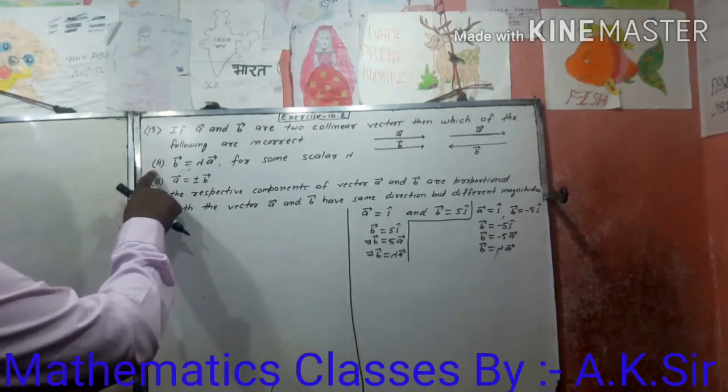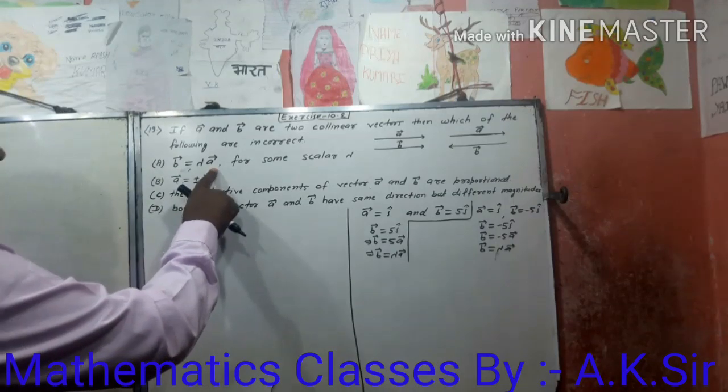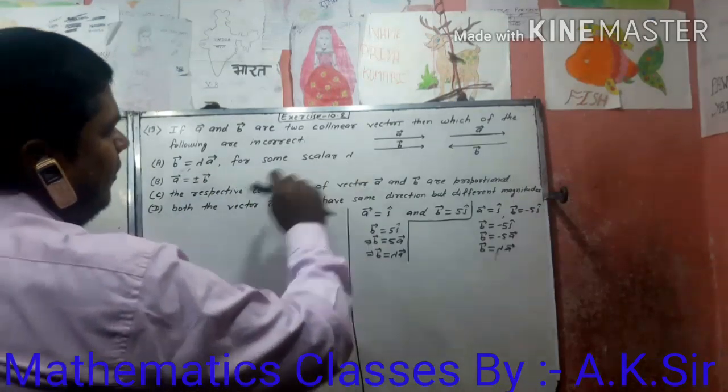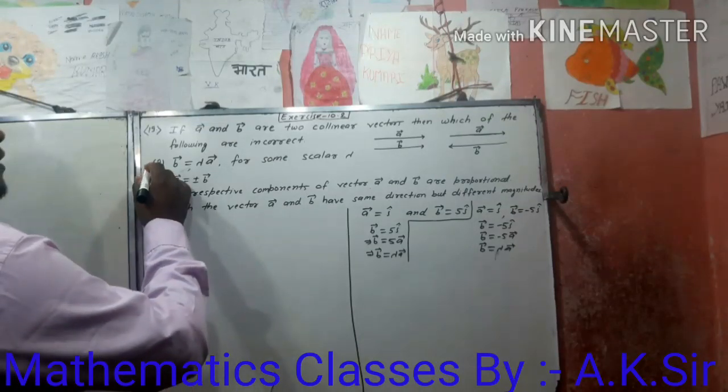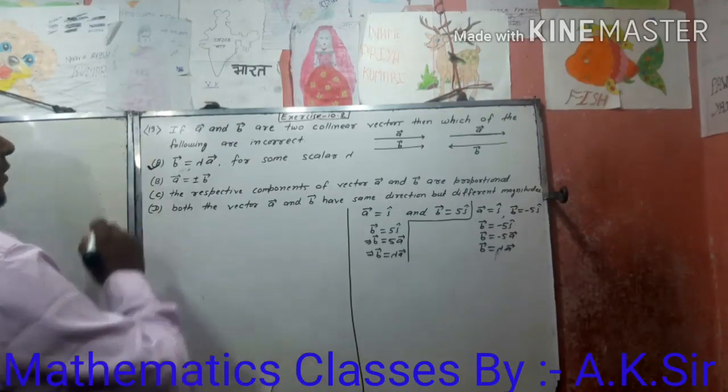So both examples are collinear vectors. Here also, B vector is equal to lambda A vector for some scalar lambda. It means option A is correct.